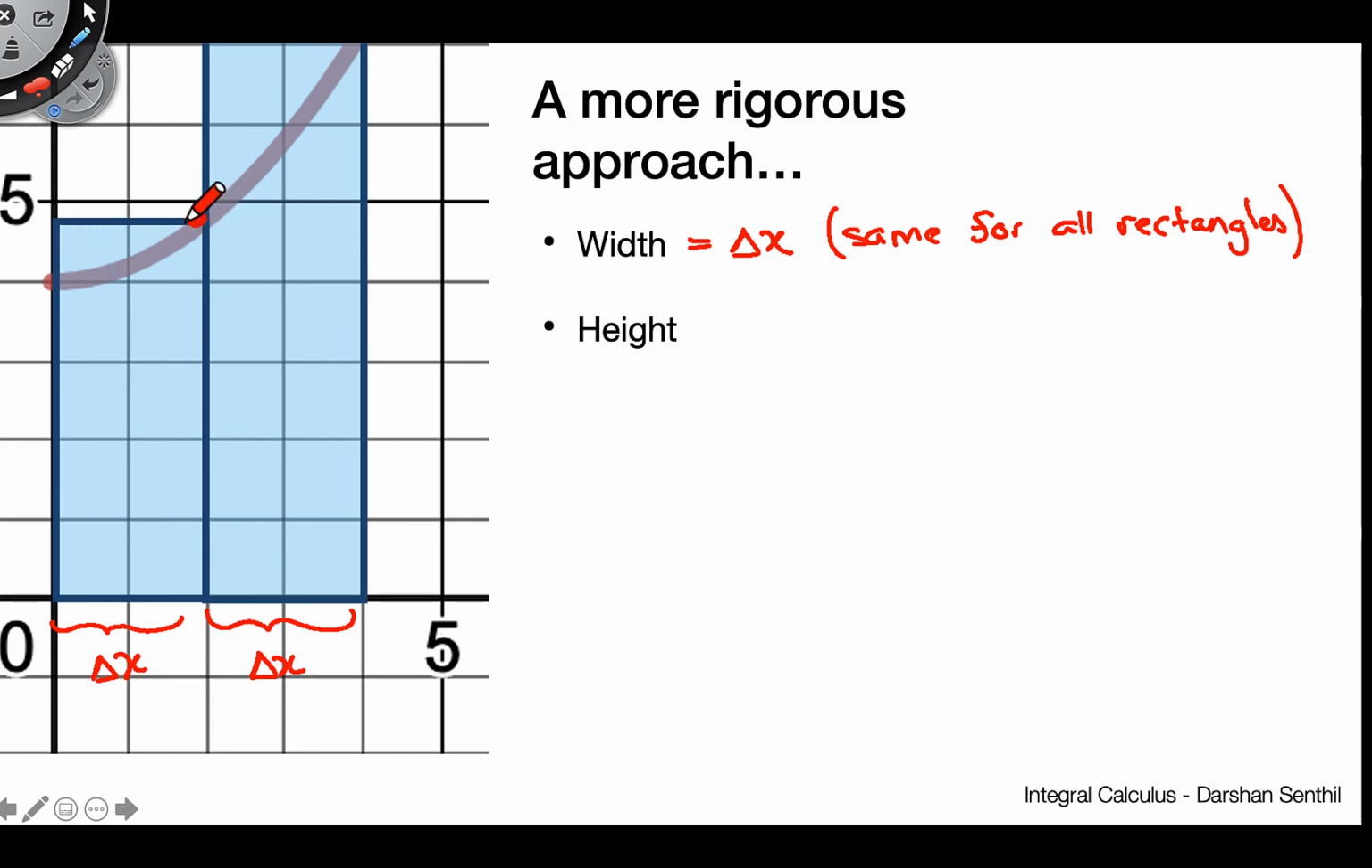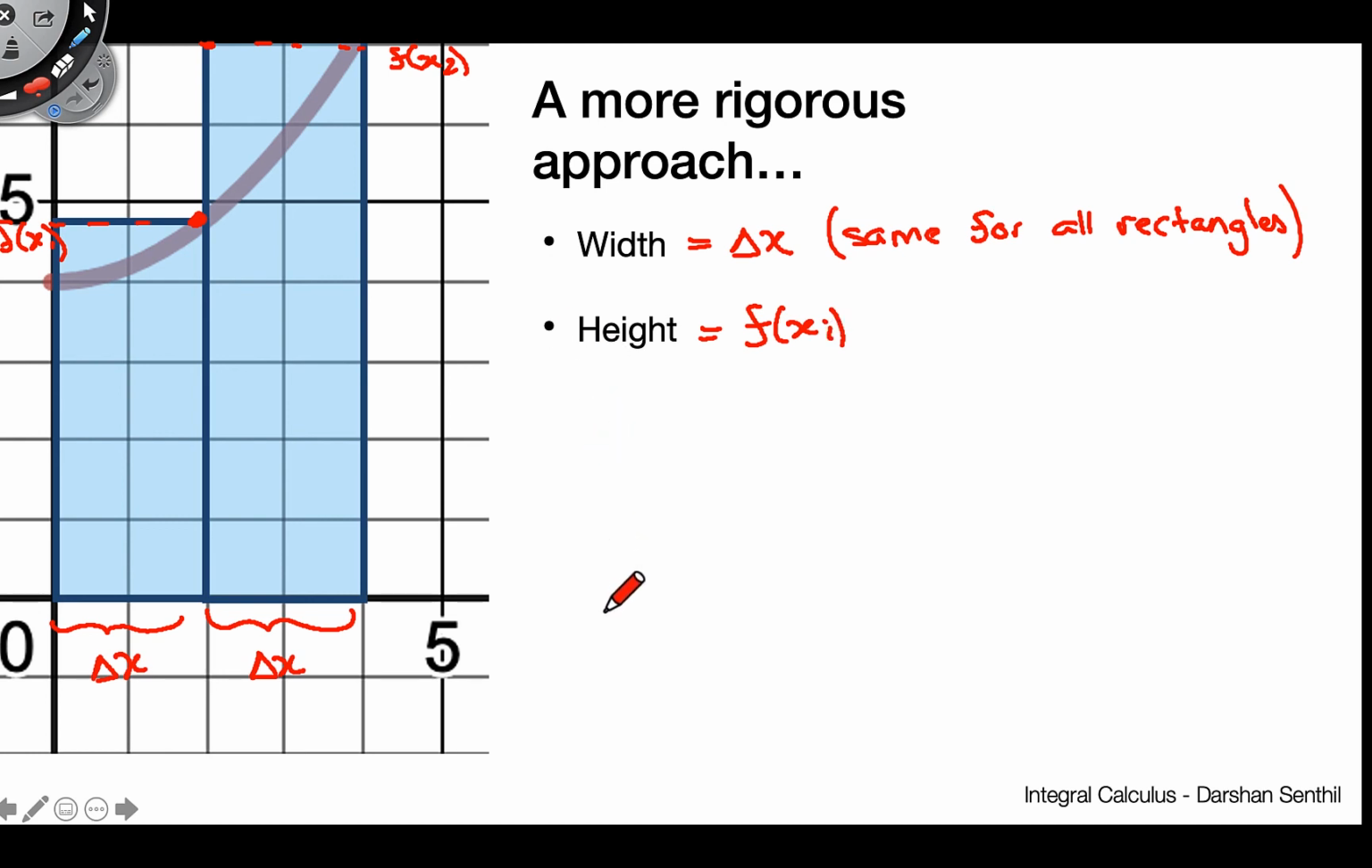So, for example, you can call that f of x sub 1. That's how tall this first rectangle has to be. Likewise, we can call this height here f of x sub 2. That's how tall that second rectangle has to be, right? And so, therefore, we can just say our height is just going to be f of x sub i. And the reason we do f of x sub i is just because that height will change for each rectangle. So this is the height of the ith rectangle. So for any arbitrary rectangle, the height would be f of x sub i.